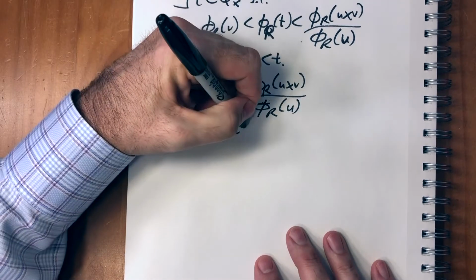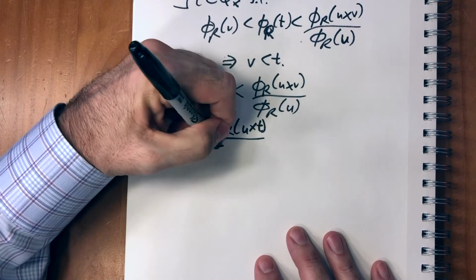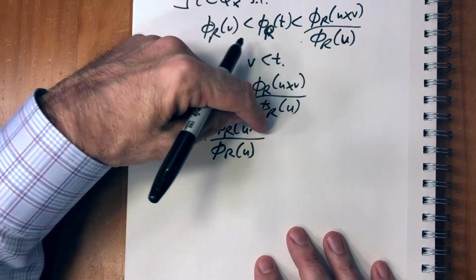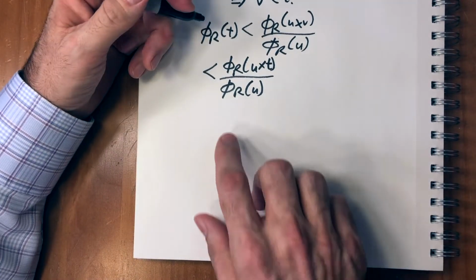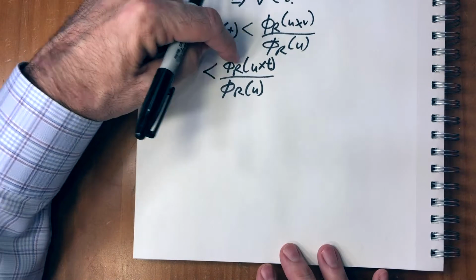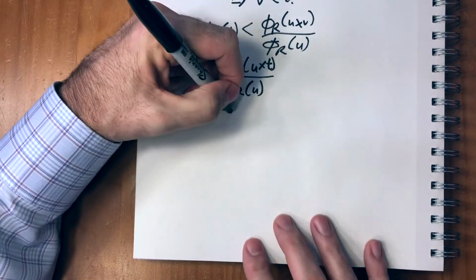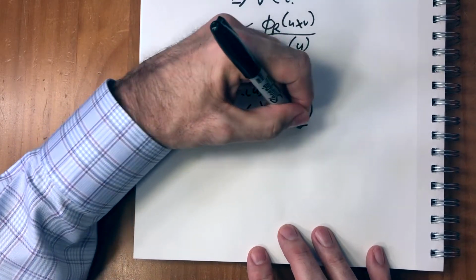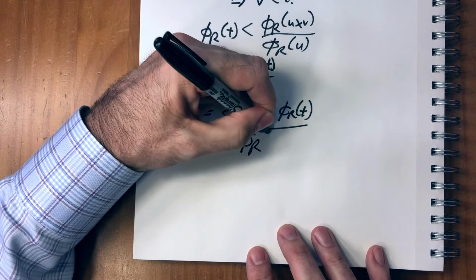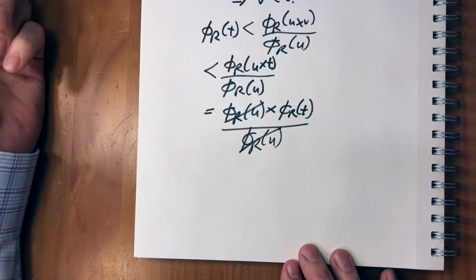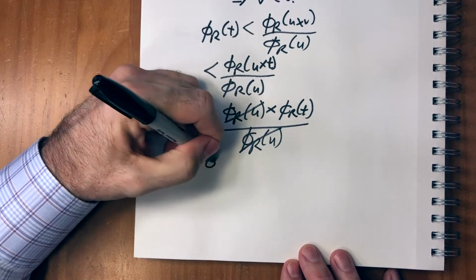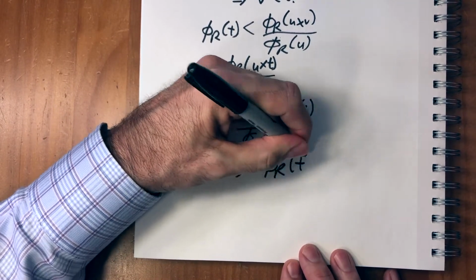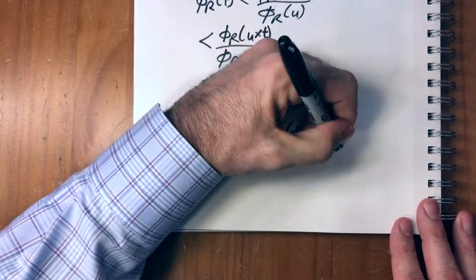That's less than φ_R of U times T over φ_R of U. That's because V is less than T, so this has to be less than this because φ_R is order preserving. And since T is rational, we know that φ_R preserves multiplication, so this is the same as φ_R of U times φ_R of T all over φ_R of U. Cancel these, and what do we have? Therefore, φ_R of T is less than φ_R of T. That's impossible. That's a contradiction.